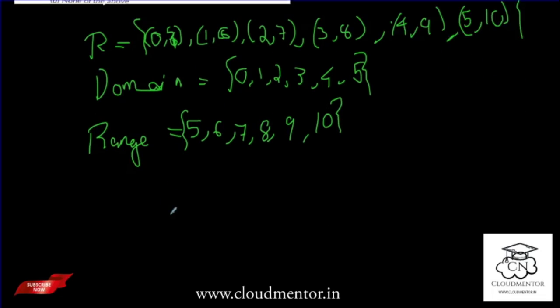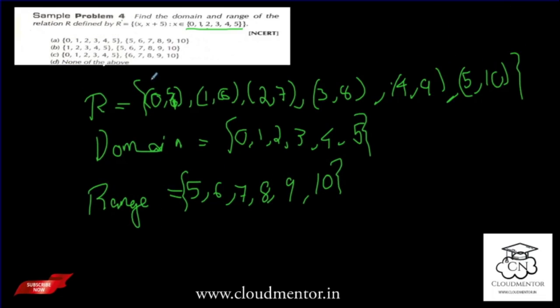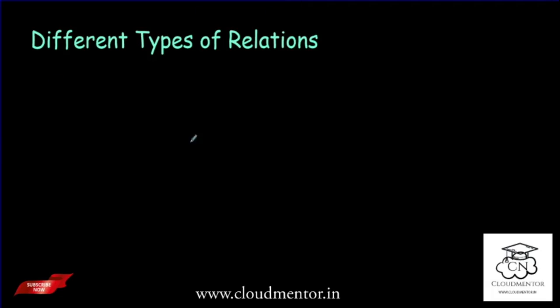So that's it. Now, which is the correct answer? The domain is 0, 1, 2, 3, 4, 5, and this is the range. So option A is the right answer. And now let's talk about the different types of relation.